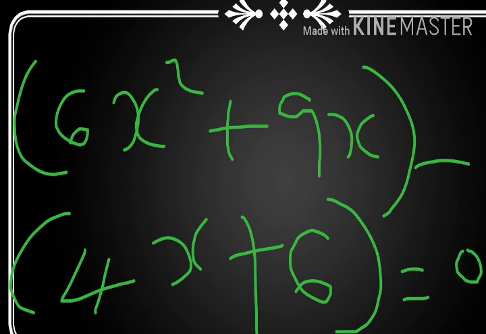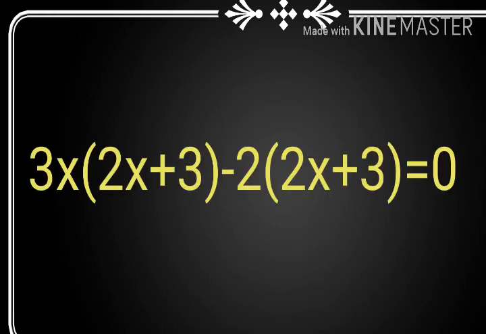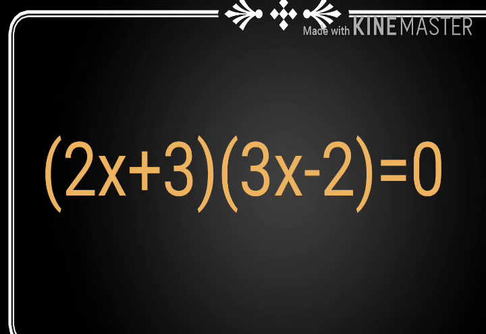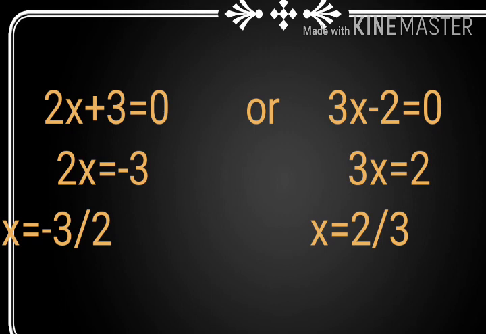Now we can take the common factor from each group. In the first group 3x is the common factor, so the remaining terms are 2x plus 3. Then from the second group 2 is the common factor, so minus 2 into 2x plus 3. Now the two terms have the common factor 2x plus 3, so we take 2x plus 3 outside. The remaining terms are 3x minus 2. So 2x plus 3 into 3x minus 2 equals 0. So 2x equals negative 3, x equals negative 3 by 2, or 3x minus 2 equals 0, 3x equals 2, x equals 2 by 3. Okay, so these are the roots.